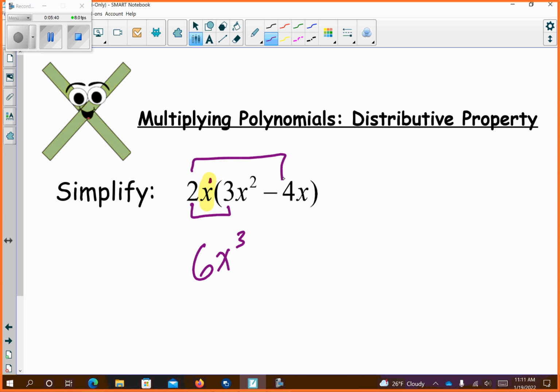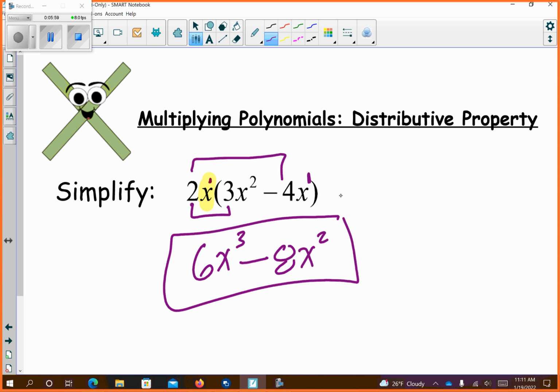And then here I'm going to get 2 times negative 4, so I get negative 8. This is also to the first power. So what is x to the first times x to the first? X to the what? Second. Okay, you add the exponents together. That's my answer. So it's a little different thought process because we're multiplying.